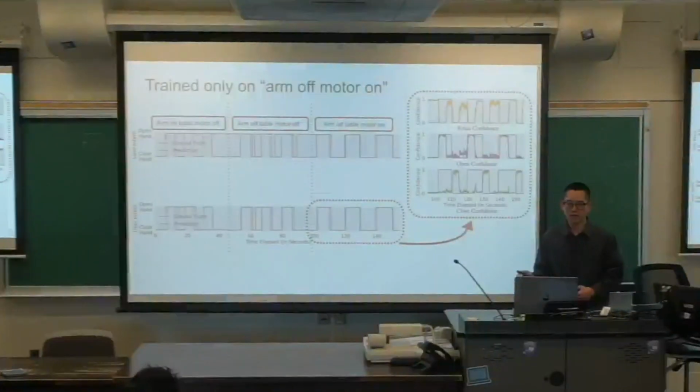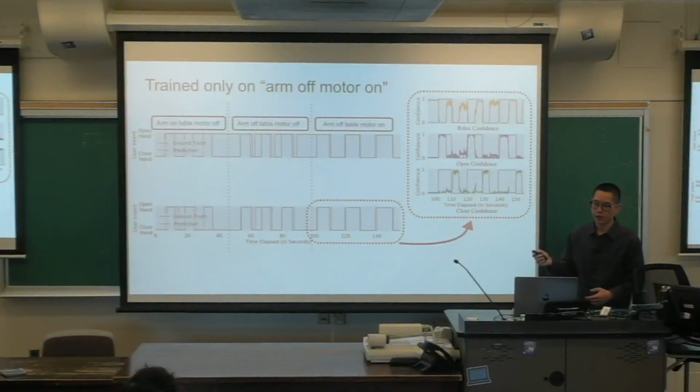So using the semi-supervised learning algorithm, obviously we can do better than the baseline. Here we compare, on the top row, the baseline, where the model is only trained on condition number 3, arm off-table motor on, but tested on all 3 conditions. And the bottom row is our method. It's also trained only on the first condition, but it's doing the self-online updating on the other testing conditions.